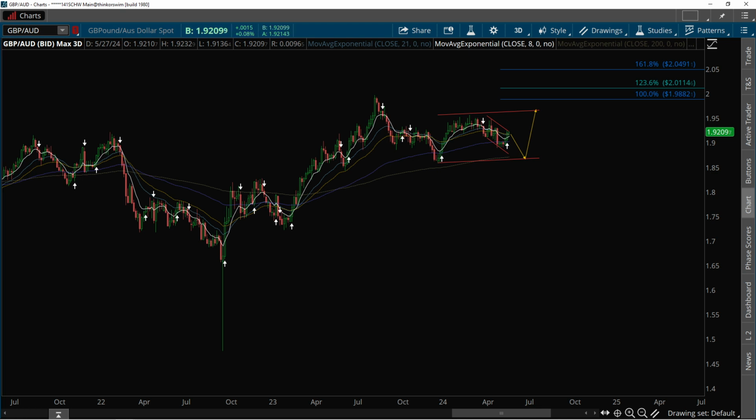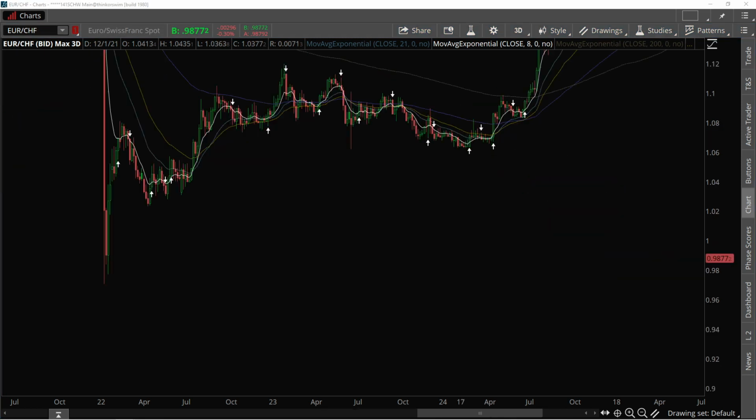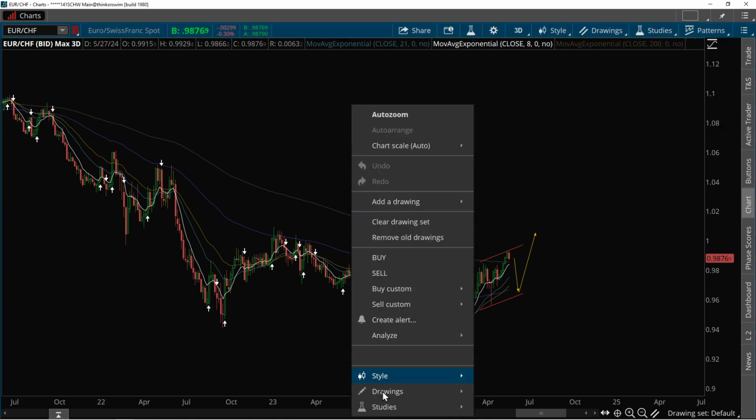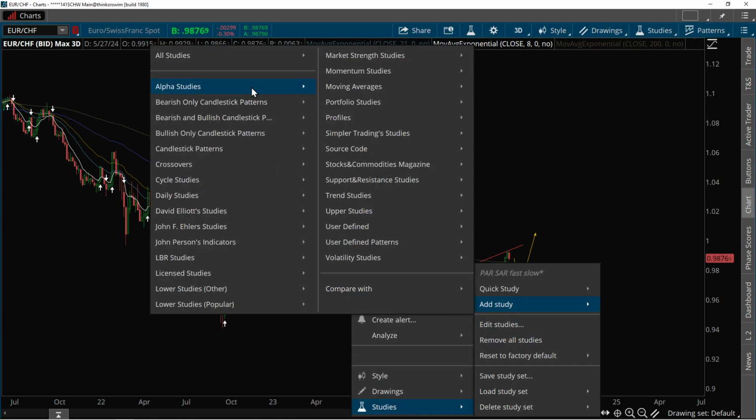So the last one I wanted to cover was Euro Swiss, because Euro Swiss looks like we're on the 3-day chart, right? You're coming up against your 200 and you're tagging your quarterly R1 now. So let me, I'll throw pivots on.